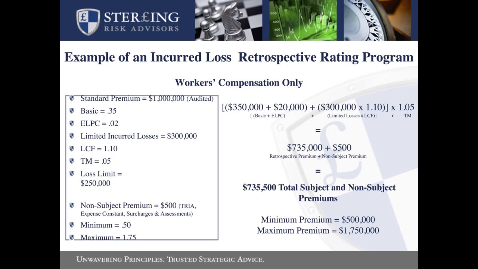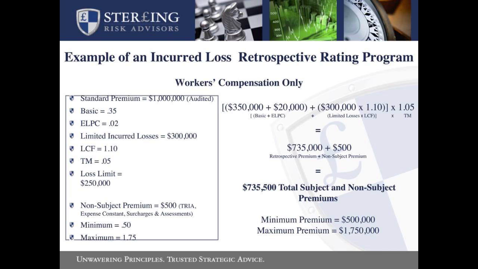And this is just an example. If we had a $100,000 premium, let's say workers' compensation premium, and our basic was 0.35. Again, that's an insurance company expense factor. We limited the losses going into the calculation to $300,000. We were paying the insurance company 10% to adjust the claims. We were paying the state 5% in taxes. The limited losses were $300,000. Our loss limit is $250,000.